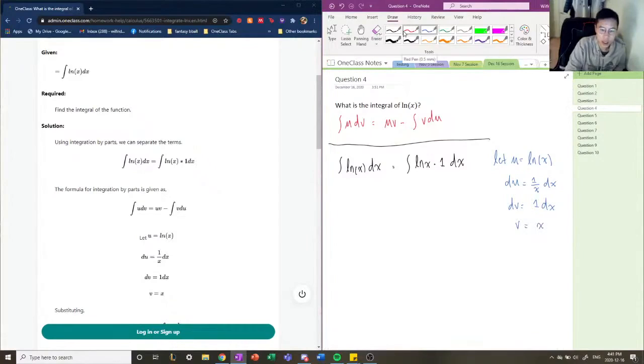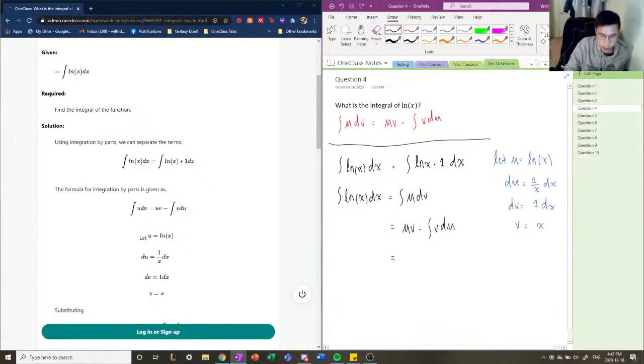Okay? So now let's sub in u and v, okay? So first of all, we see here that ln of x dx can be written as the integral of u dv, right? Because u equals ln x and dv equals 1 dx, right? So then from here, we can write that equals u times v minus the integral of v du. And if we were to sub it in here, we would have ln x times 1, or times x, minus the integral of v times du, which is x times 1 over x dx. Okay?